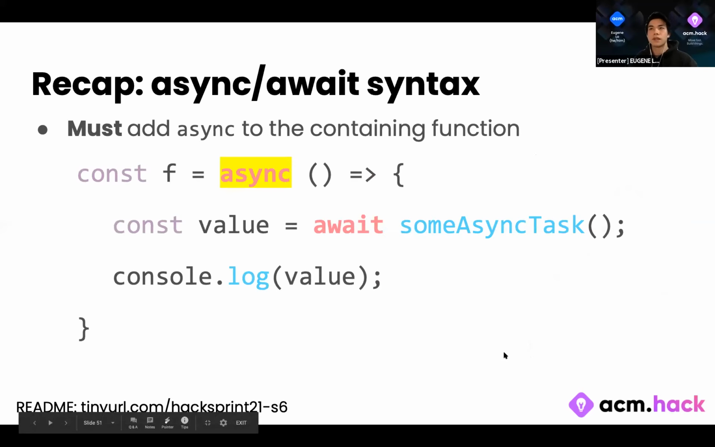Okay, so let's go into the syntax specifically. You might remember that you have to add async to whatever function is holding your asynchronous code for async await to work. So here you can see that we've highlighted the async keyword, which we have added before our arrow function.